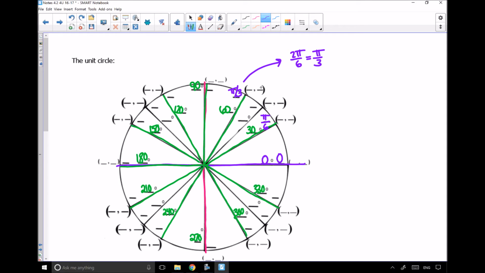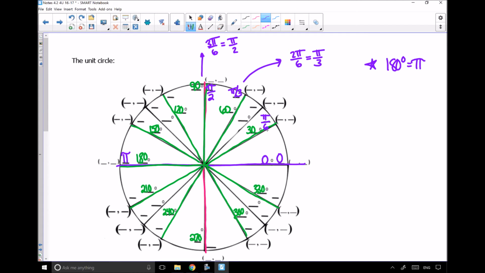Okay, so 1 pi over 6, 2 pi over 6, this is technically 3 pi over 6, but we're going to simplify this and say it's pi over 2. And that should make sense to you that it's pi over 2, because don't forget that 180 degrees is pi radians. So if I can say that this is pi radians and this is 180 degrees, then 90 degrees would be pi over 2 radians.